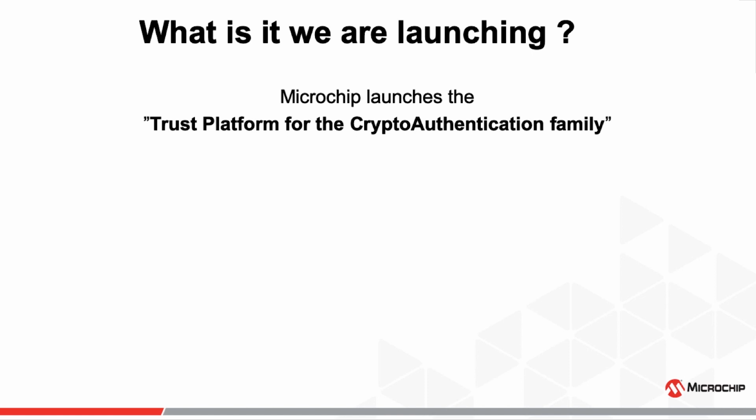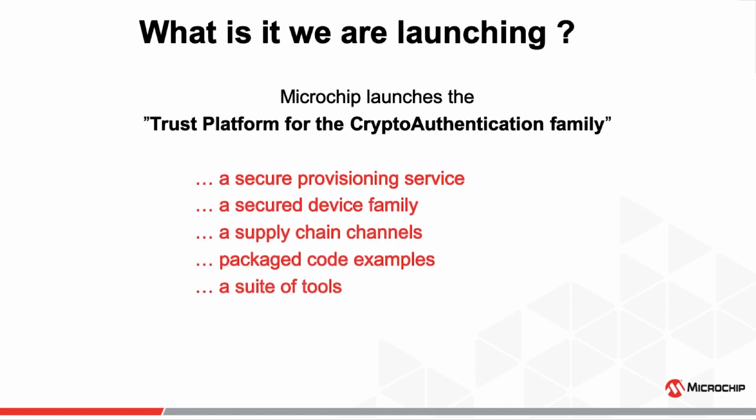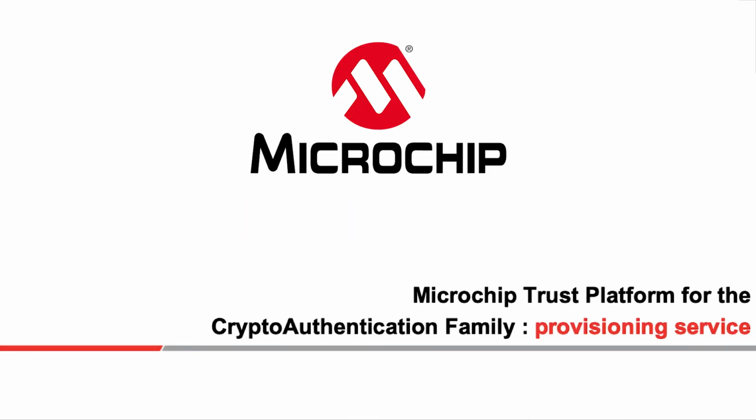So it's a combination of multiple things. It's a secure provisioning service. We make our secure factories provisioning service available to the mass market with a family of secure devices. We optimized our supply chain channels to automate the process of providing provisioned devices, and we'll illustrate what it means in a few minutes. Everything comes with package code examples and a suite of tools. So what we're releasing is all of it, and for any project size. Let's start with the provisioning service.